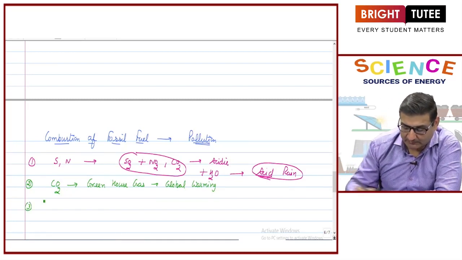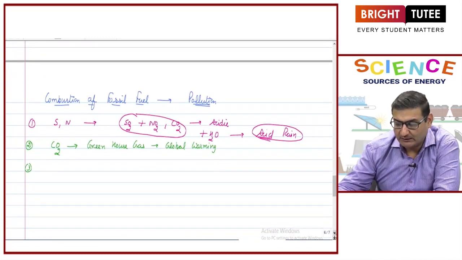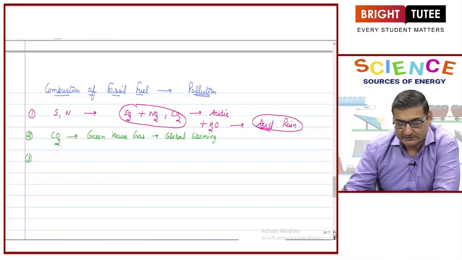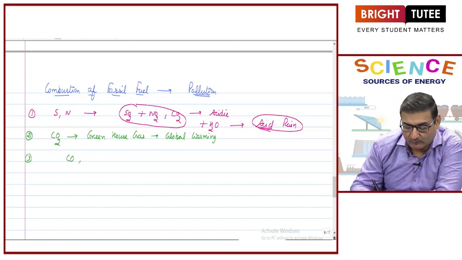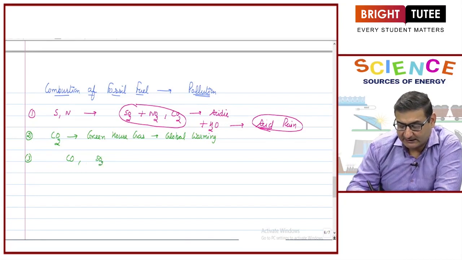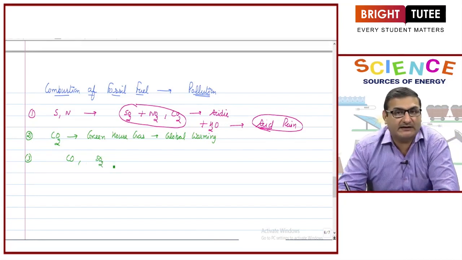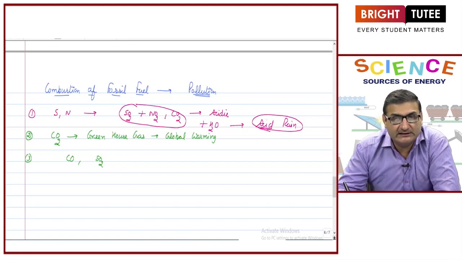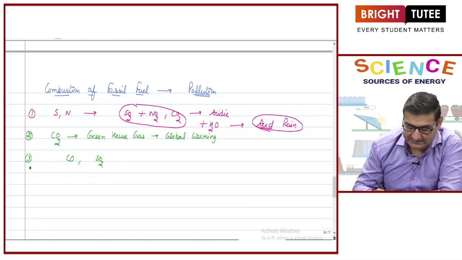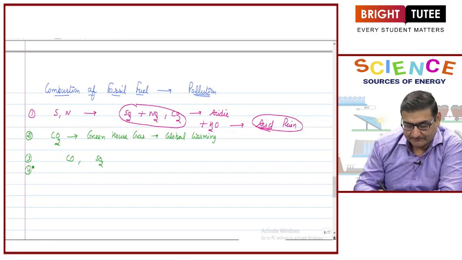Another problem caused by burning of fossil fuel is that if there is incomplete combustion, then carbon monoxide is formed, which is a poisonous gas. Sulfur dioxide is also a choking, suffocating gas, right? So, these also pose a threat to other animals and human beings.